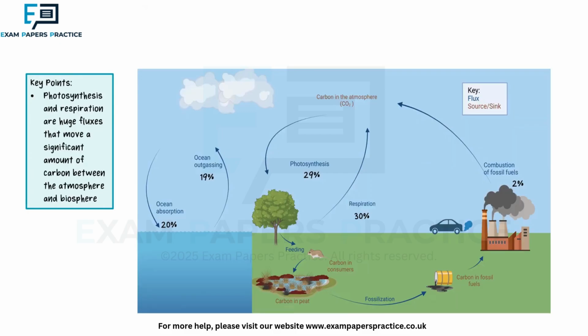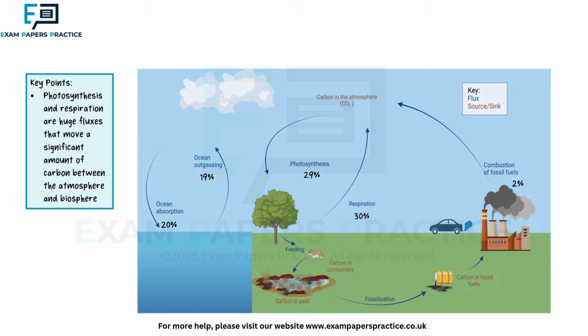The flux of carbon via photosynthesis and respiration occurs on a global scale. Here we can see that the amount of carbon moved between the atmosphere and biosphere by photosynthesis is roughly estimated to account for 29% of the carbon transferred to and from the atmosphere, while respiration accounts for 30%. The next largest fluxes occur between the atmosphere and ocean, while fossil fuels account for 2%.